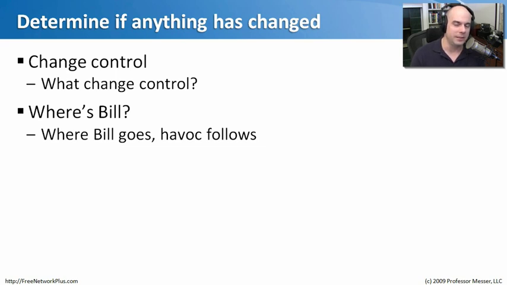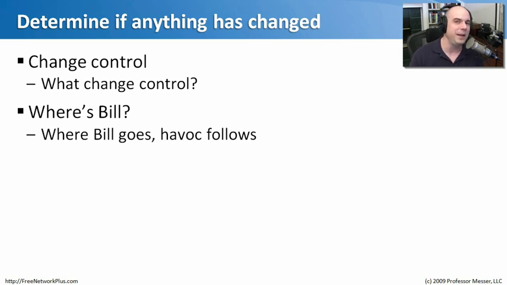I worked with an organization. I've changed the name here to Bill. We'll call this person Bill. And whenever there was a problem on the network, one of our first questions was, where's Bill? Is he in a closet somewhere? Is he working on something right now? He always seems to touch something and it breaks. So wherever Bill happens to go, we always seem to have a problem. That's another part of determining if anything has changed.